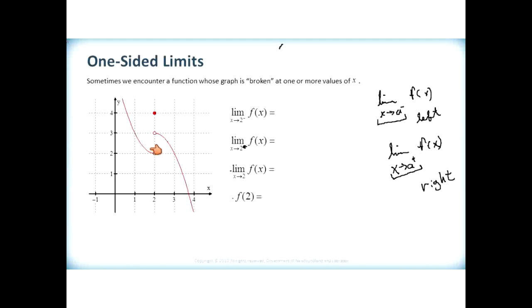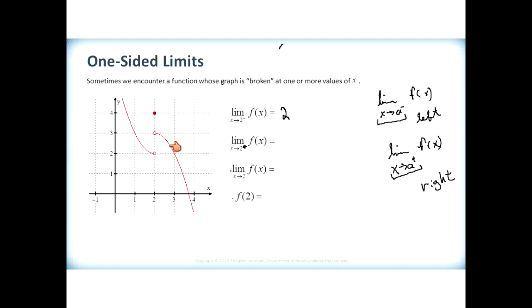So what are the y values approaching as x approaches 2 from the left? The closer this curve gets to that point, the closer the values of y get to the number 2. So for the first one, we can say that the limit from the left is equal to 2. Then we have to tackle the limit from the right. We're going to look now at what happens as x approaches 2 from the right.